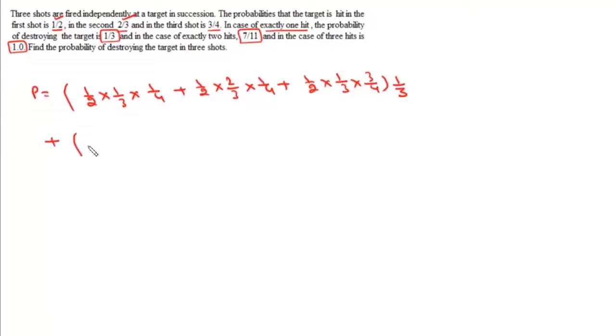Now the second case when exactly two of them hit the target. Now it could be the first two. So we can write 1 by 2 into 2 by 3, and the third one misses. So it'll be 1 by 4, or second and third.